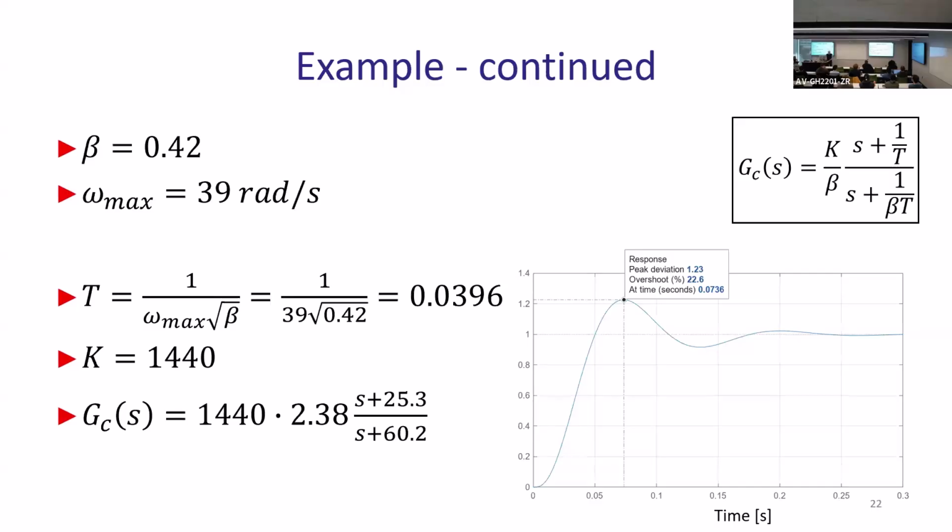Okay, questions on the exercise? Yes. Where does 2.38 come from? 2.38, it's coming from 1 over beta. 1 over beta, yes. Okay. Any other questions?